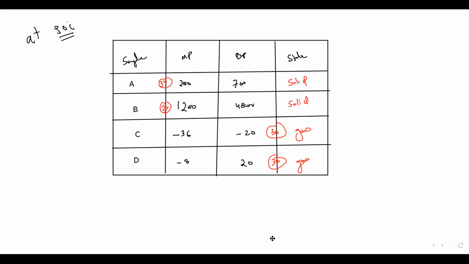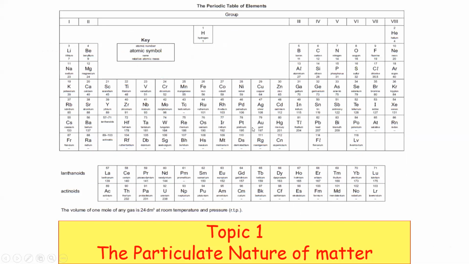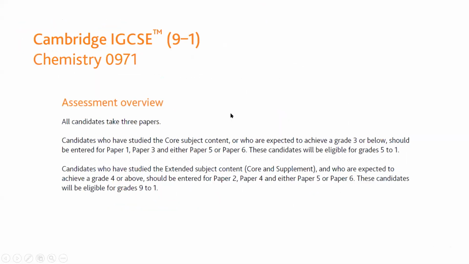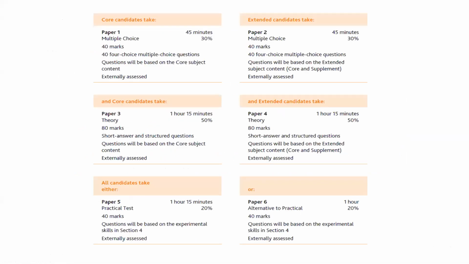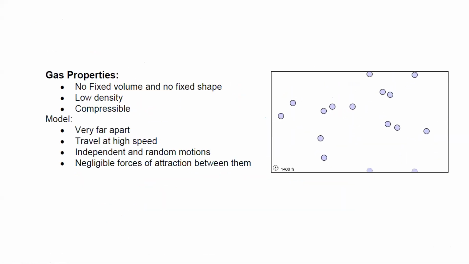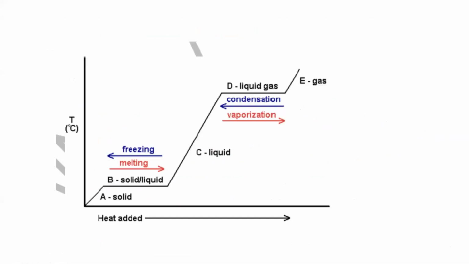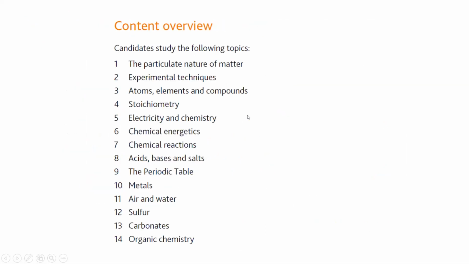So we basically discussed the first topic. We did not complete it yet; we will continue. We started with the basic paper selection 246, then the particulate nature, the properties of solid, liquid, and gas, the arrangement of the particles, the particle theory, the relation between temperature and the change in state, and how we can predict the state at a certain temperature.